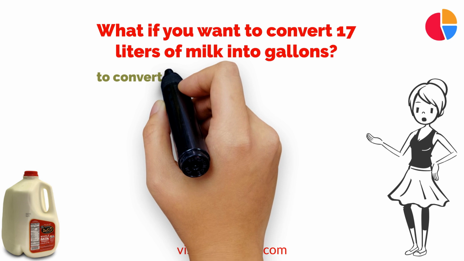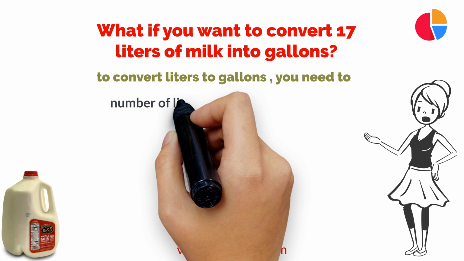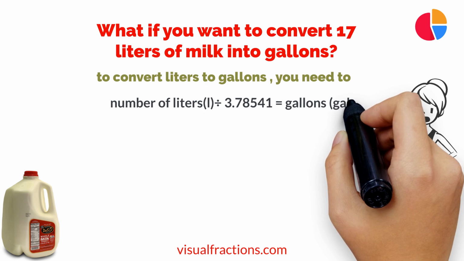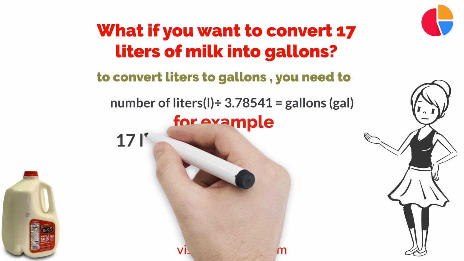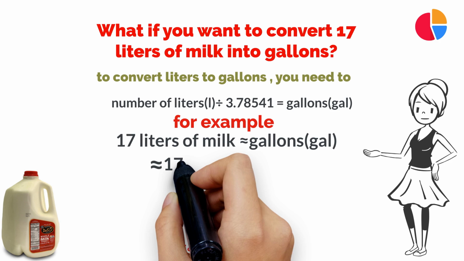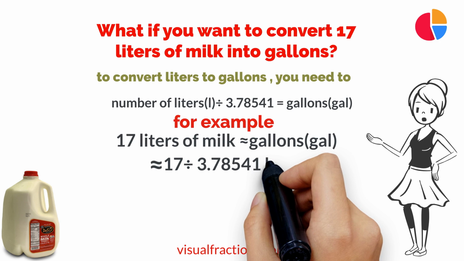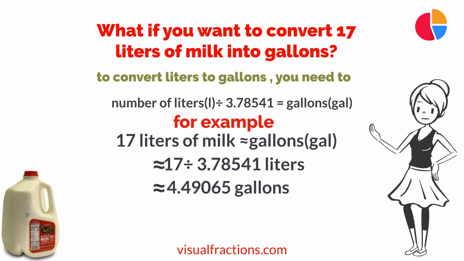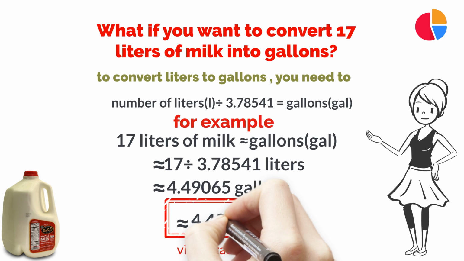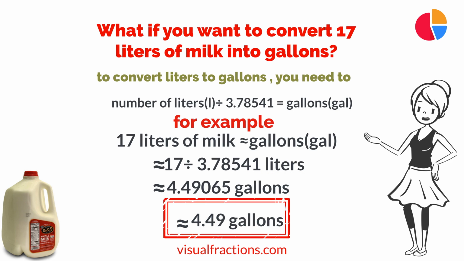Easy. To convert liters to gallons, divide the number of liters by the conversion factor of 3.78541. Suppose you have 17 liters of milk. Dividing by 3.78541 gives approximately 4.49065 gallons. Remember to round to the nearest hundredth, so your final answer is approximately 4.49 gallons.